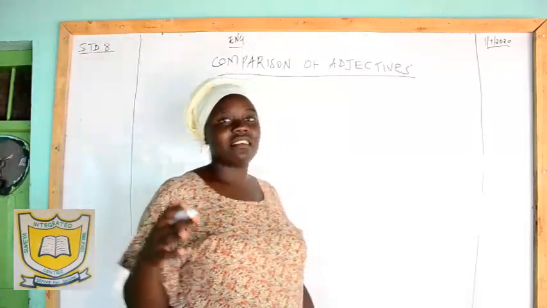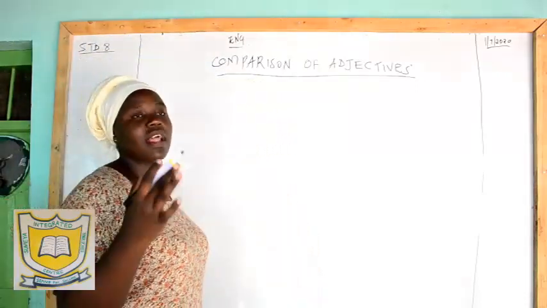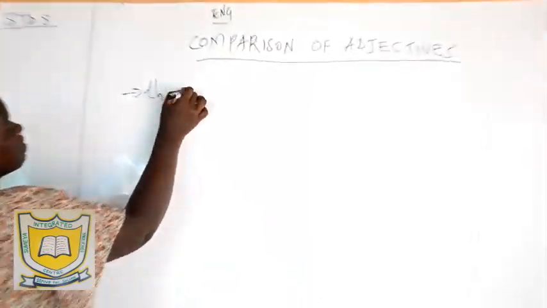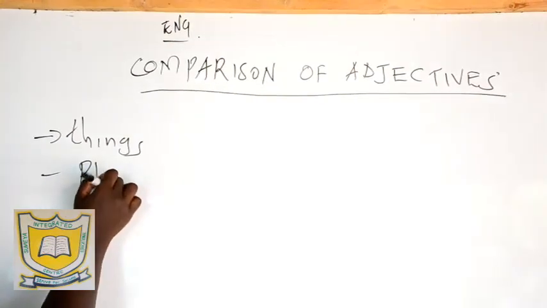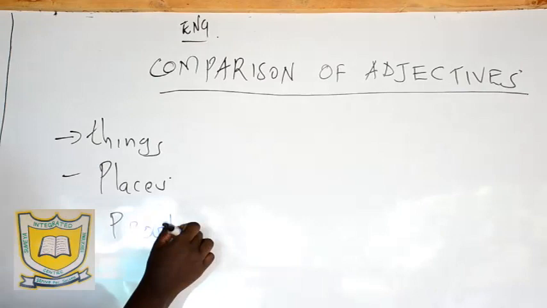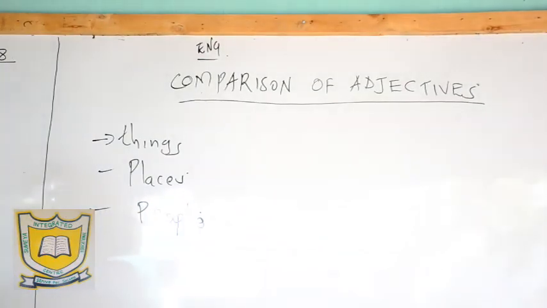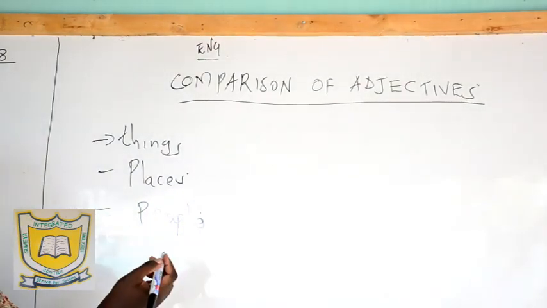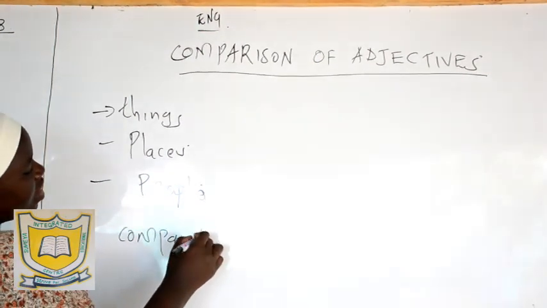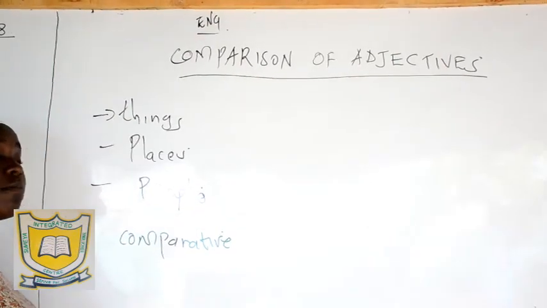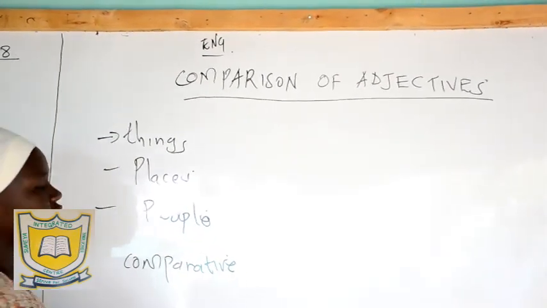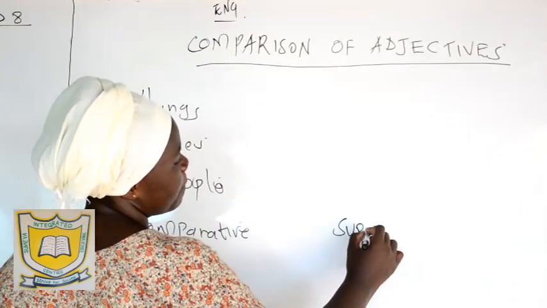We all know adjectives are words that are used to describe nouns. Adjectives can describe things, places, or people. So when you are describing two things, we have what we call the comparative degree of the adjective. And when you are describing more than two things, places, or people, we have what we call the superlative form of the adjective.